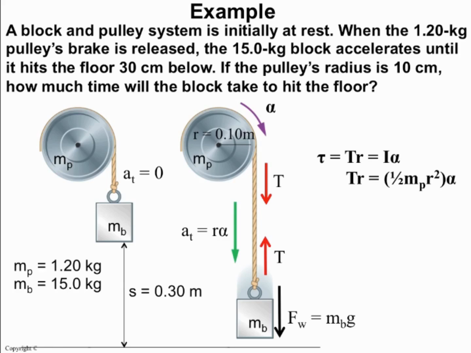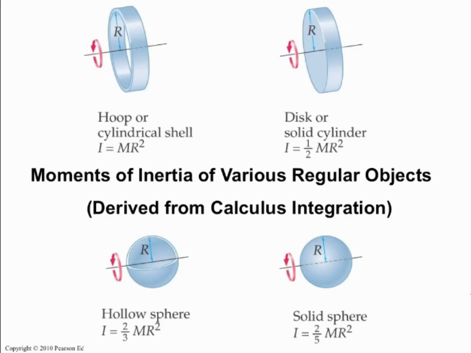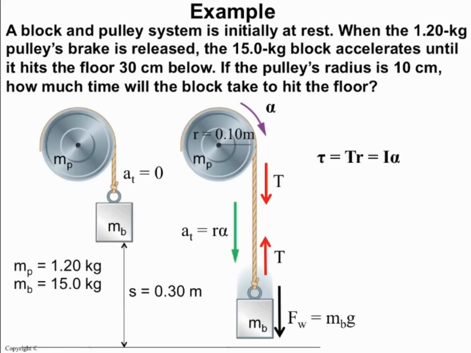disk. I'm going to quickly go back to that slide. These are moments of inertia, the ones that we'll be using in this class. And we can see that for a disk over here, top right, the moment of inertia is 1/2 mr squared. Okay, so we have 1/2 mr squared alpha.